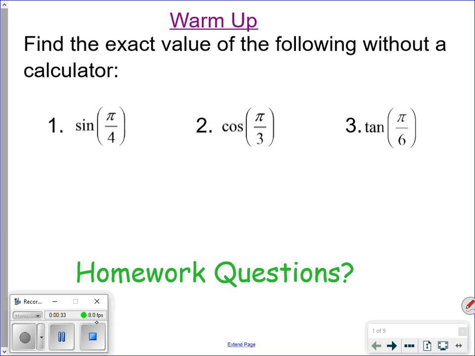Right here in front of you, you have a little warm up. You can try this on your own, and this would be something that we would go over in class. So try it on your own, go over this in class. Let's go ahead and jump to the first actual note slide.